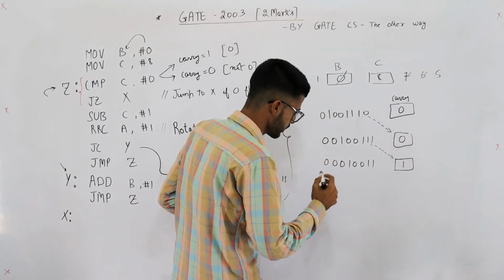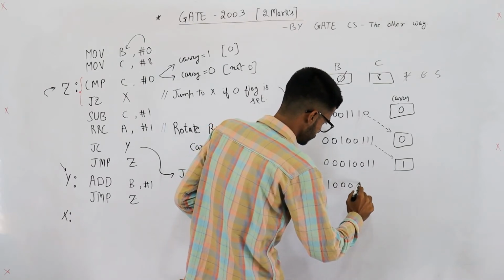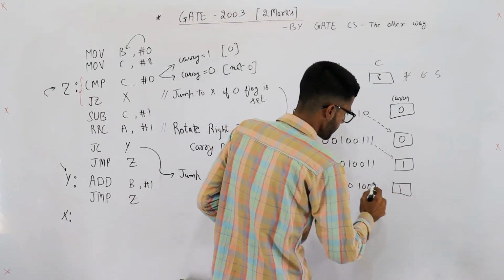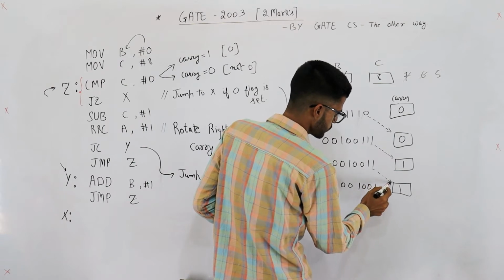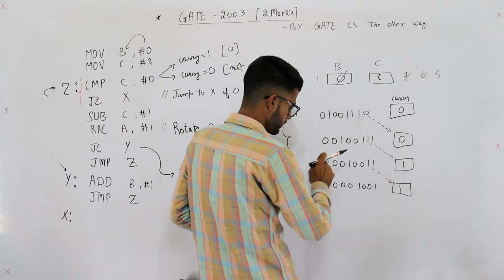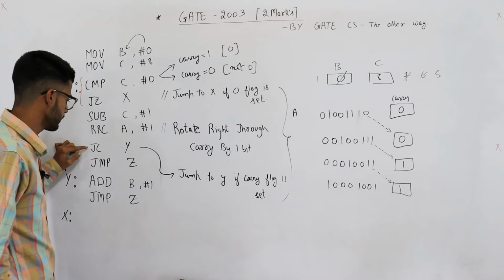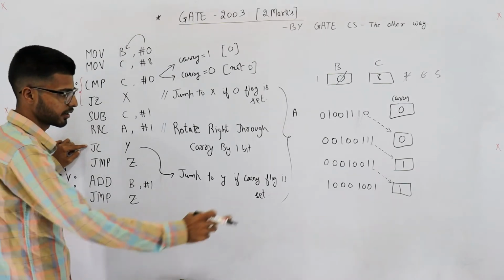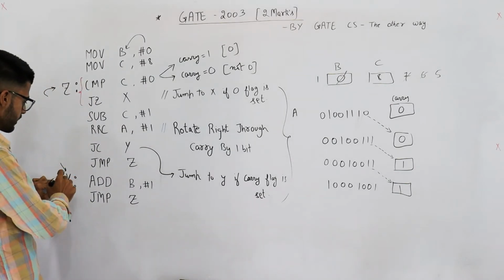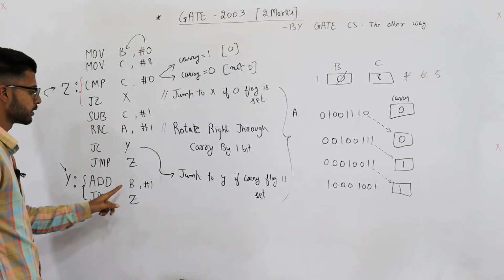Again we are going to rotate right through carry and we get this. This one bit comes to the carry flag and whatever was in the carry flag earlier shifted here. Now let's see the next line. It says jump if carry. Carry flag is set this time also. So we need to jump to Y and Y is here. That means again we are going to execute this code.